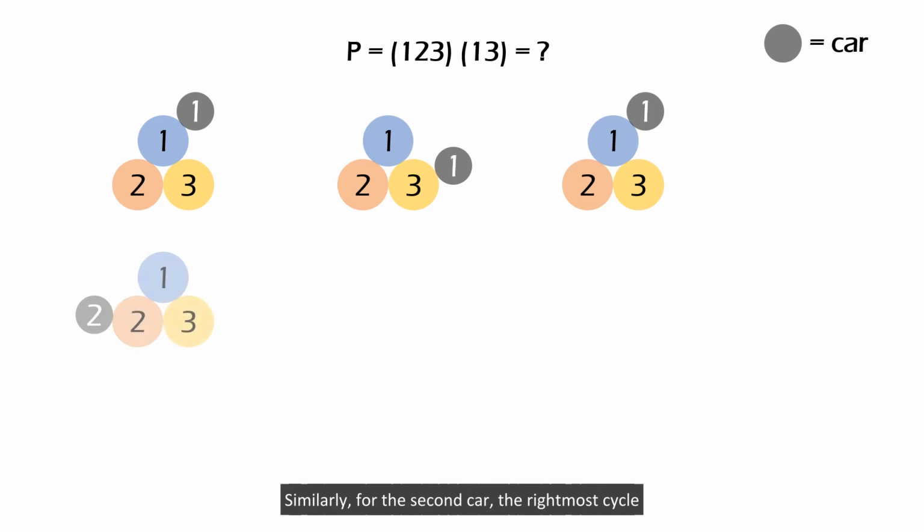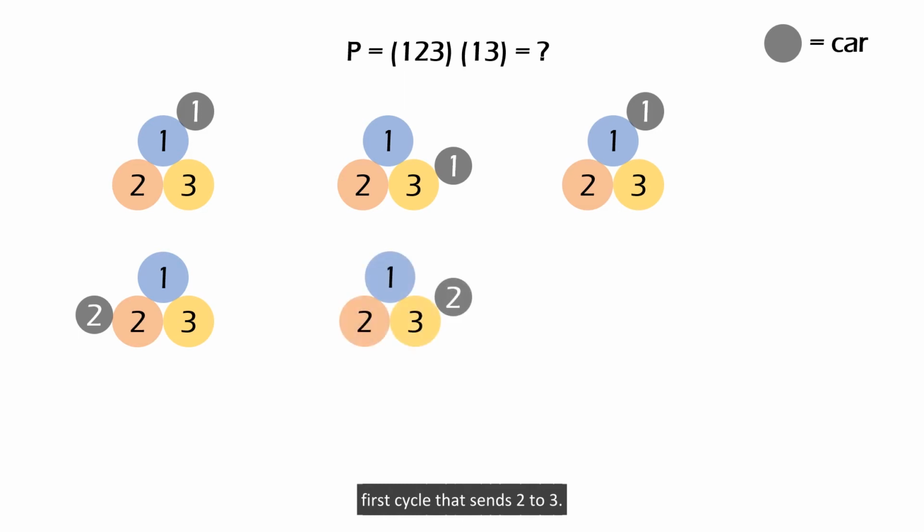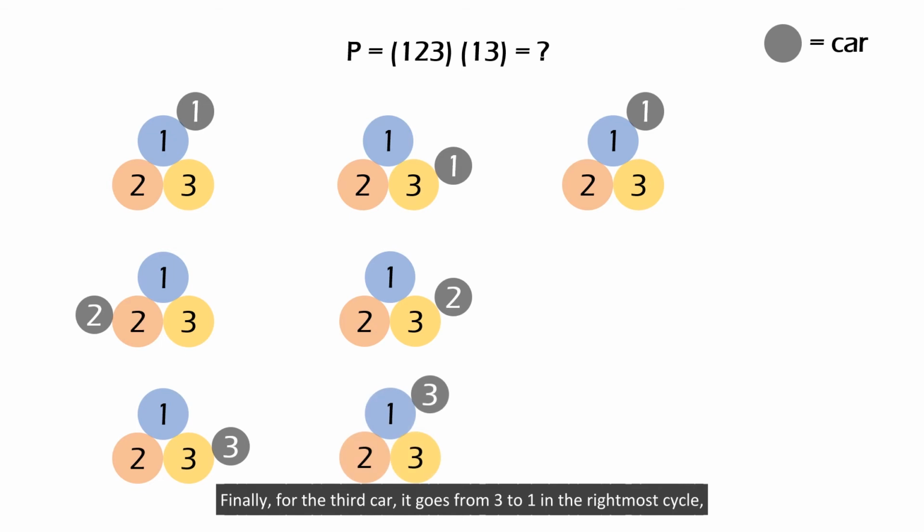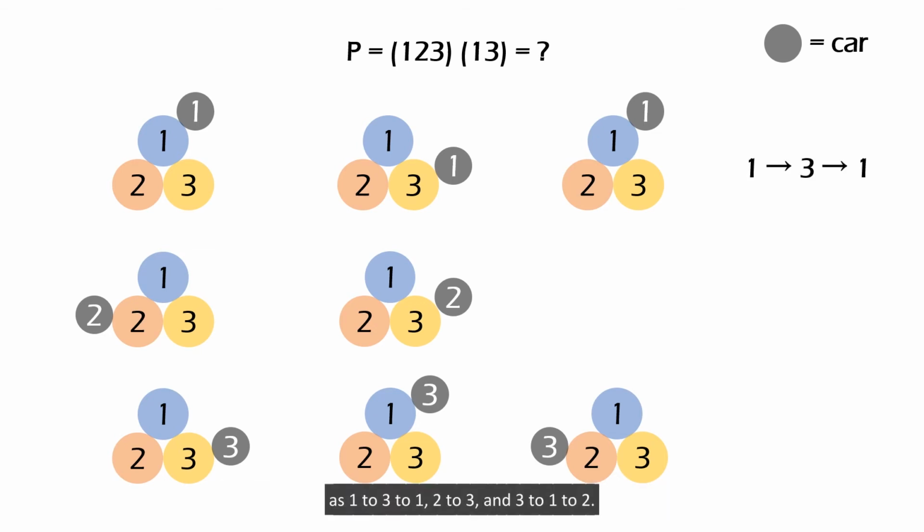Similarly, for the second car, the rightmost cycle doesn't do anything to it, so we look at the first cycle and it sends 2 to 3. Finally, for the third car, it goes from 3 to 1 in the rightmost cycle, and then on the left cycle it will go to 2 and stops here. Then we can again use arrows to represent the route of the cars as 1 to 1, 2 to 3, and 3 to 2.